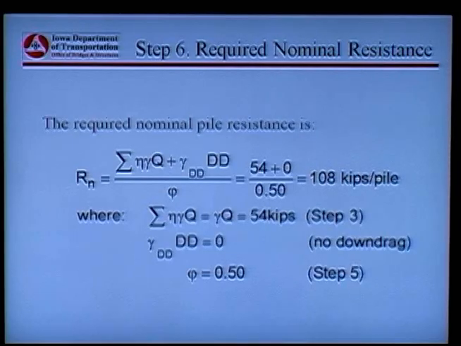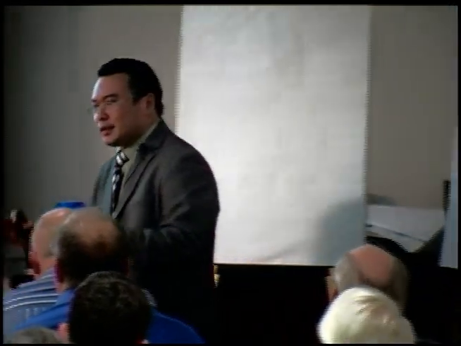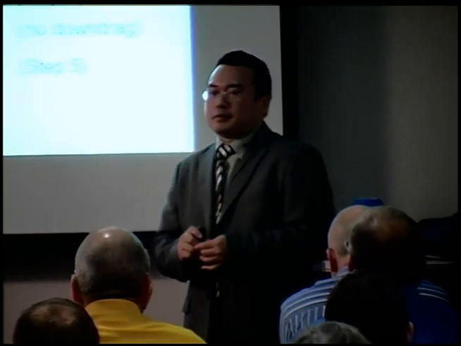Right? So the factored load given to you is 54 kips, which is the load factors multiplied to the load. 54 kips plus 0, in this case there is no downdrag, divided by the phi factor that we just selected from the table, 0.5, and the calculated nominal resistance is 108 kips. That is your nominal geotechnical pile resistance that you required.